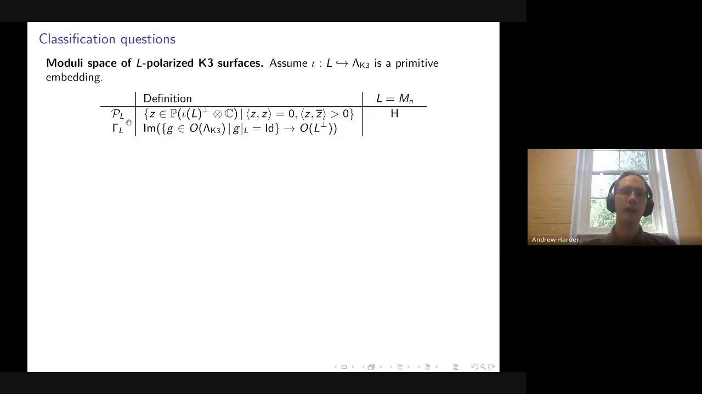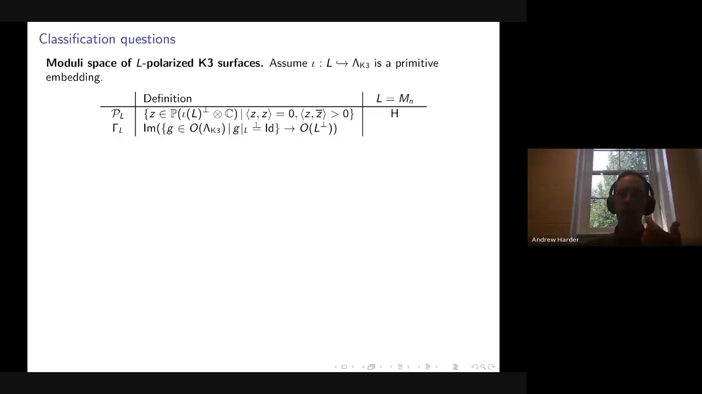So this group Gamma of L, you should sort of think about it as some finite index subgroup of O(L) perp. So this should say iota of L. It's a finite index subgroup of this, and these are just the things that come from elements of the orthogonal group of the K3 lattice which fix the lattice L, or the image of the lattice L.